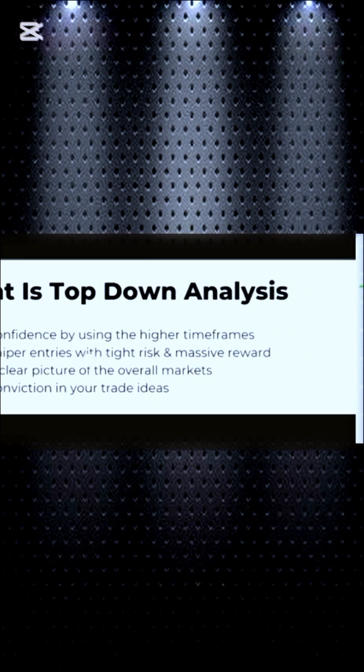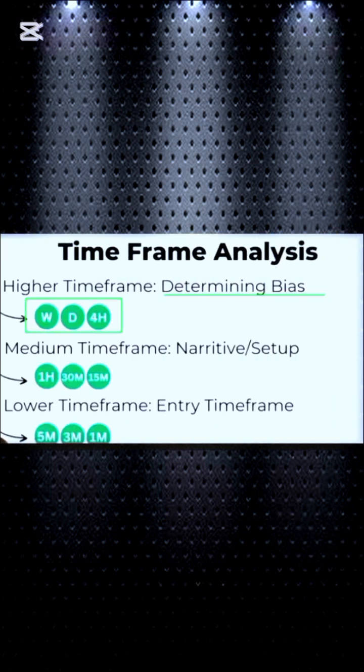So next, this is time frame analysis. Time frame analysis is where you go from one time frame to another to get a clear picture in this top-down analysis. You go from the higher time frame to determine the bias, which can be the weekly, the daily, and also the 4 hours time frame.